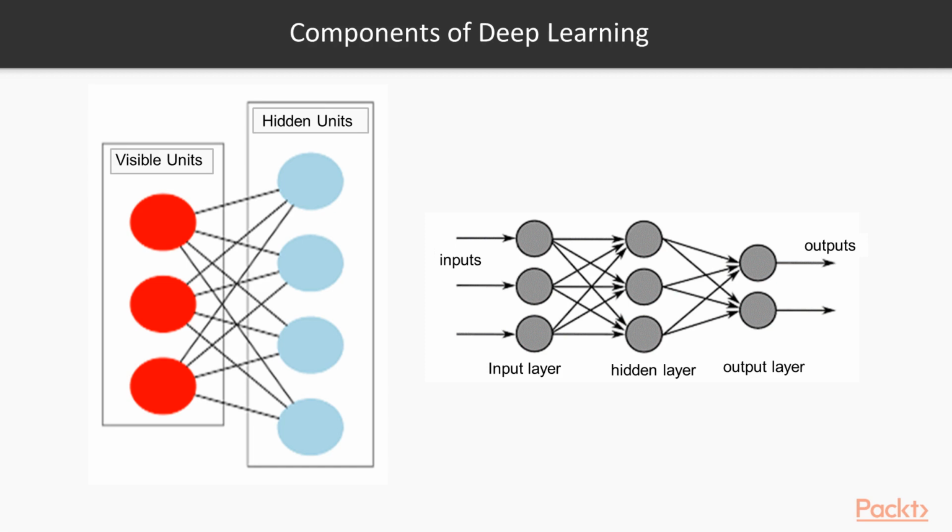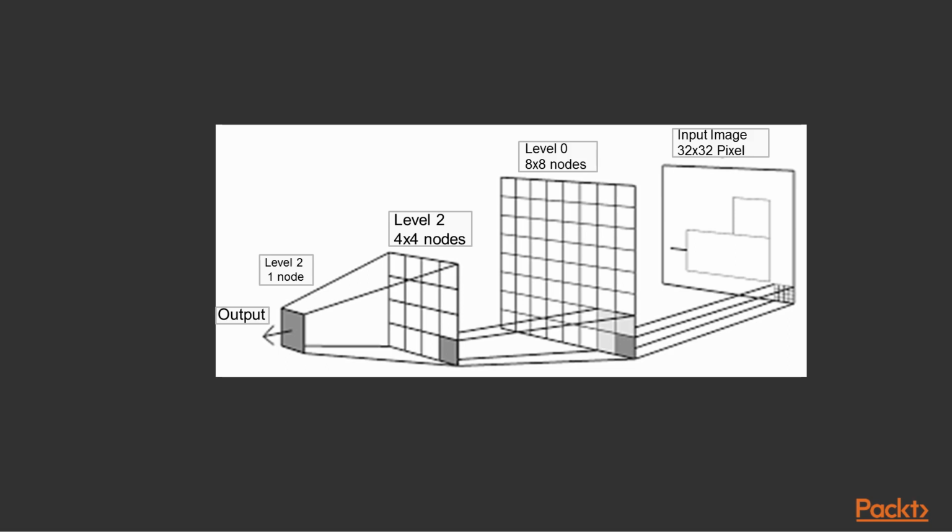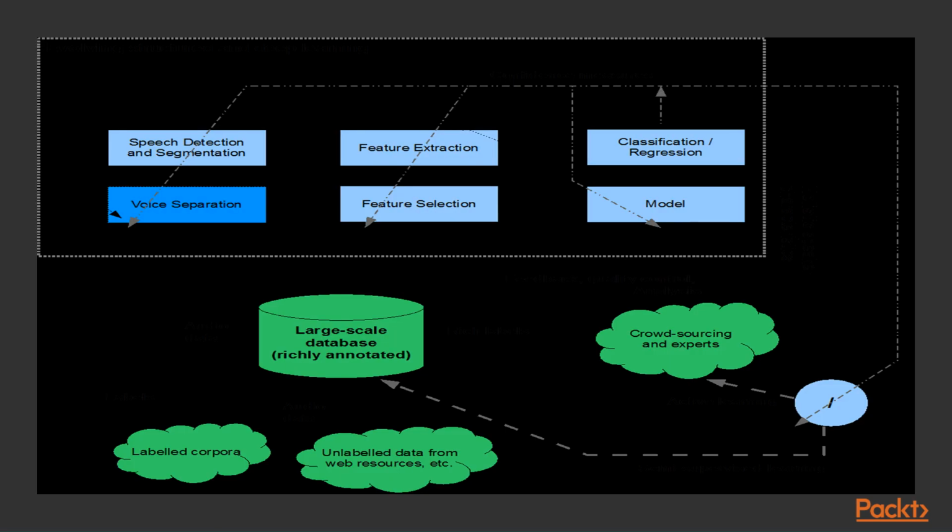You have the input layer, the output layer, and hidden layer. Now each layer has units, and when the units are grouped together, they are called layers. Now let's look at architectural consideration. See one of these frameworks which shows the input image and how the pixels are getting divided by 32. Further, it has layers which has level 0 which is 8 by 8 nodes, level 1 which has 4 by 4 nodes, and level 2 which has just one node to give you an output.